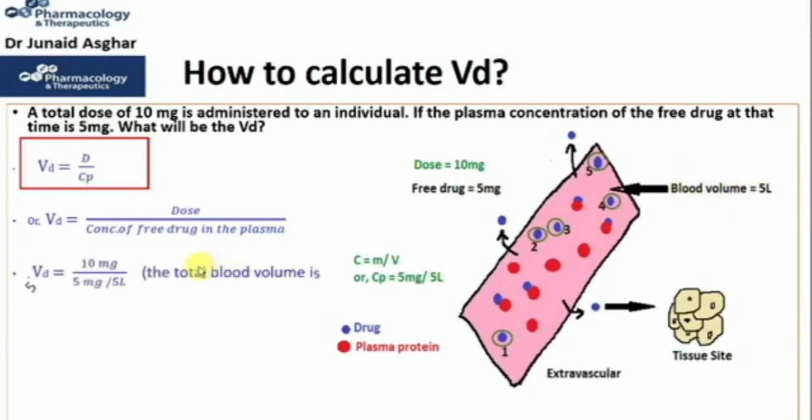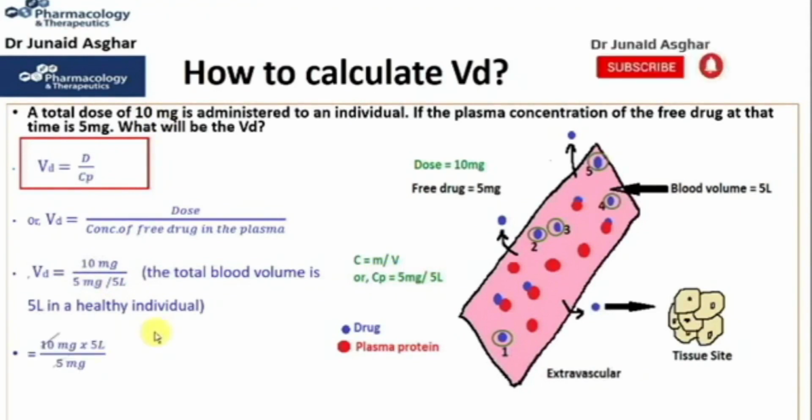So let's put these values into the equation. 10 mg, which is the dose, over 5 mg by 5 liter, which comes from here, which is our Cp. This would cancel out, and the answer we get is 10 liter. Which is very confusing. As you can see, it is 10 liter, while the total volume of the blood is 5 liter. So it's double the total blood volume. Or we can say it's a large VD, larger than the total volume of the blood.